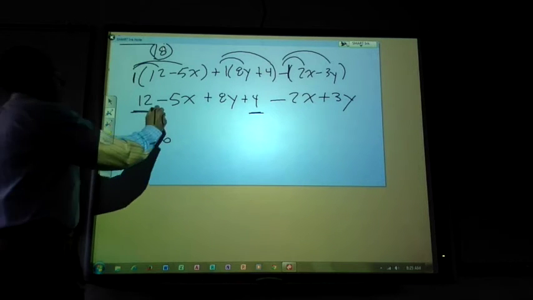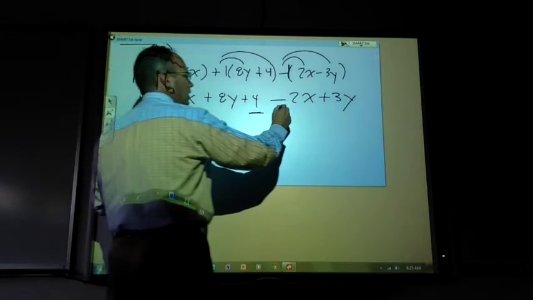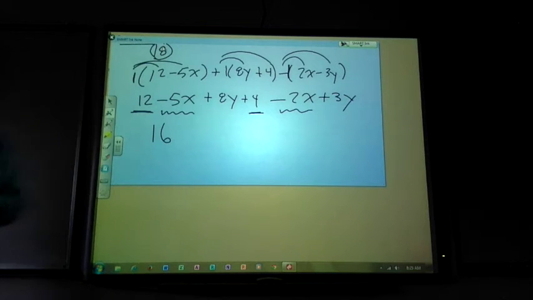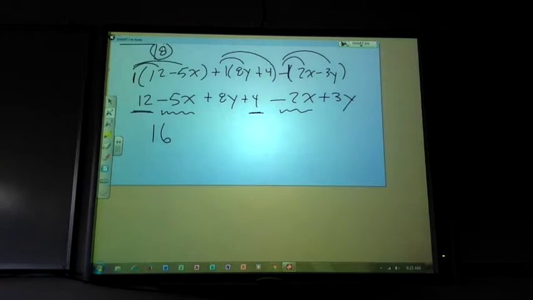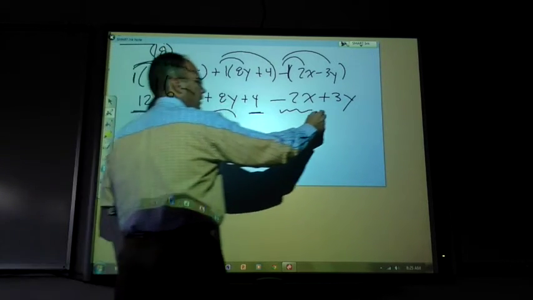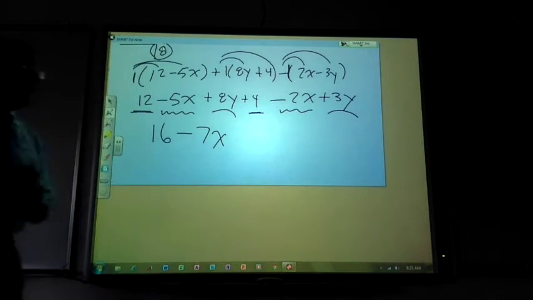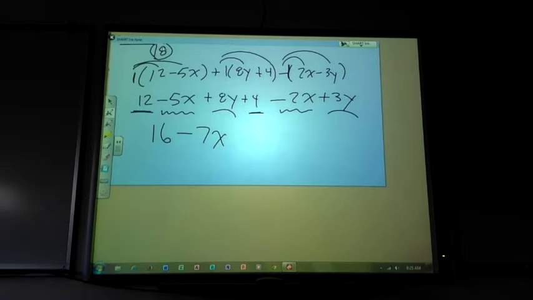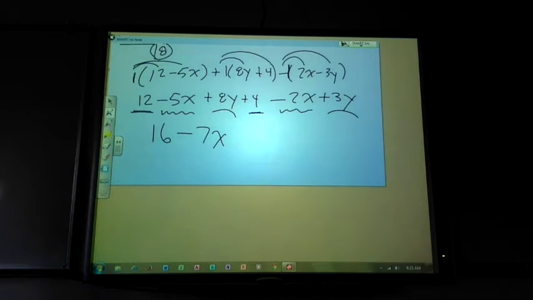And then we can take a look at the terms with the x's. I have negative 5x and negative 2x, so we're going to treat that as we have no money in our pocket. Something costs $5, something costs $2. How many x's do we have then? How much? Negative 7x, good. And then I have my y values. So I have 8y and 3y both being positive, and that would give us what? 11y.